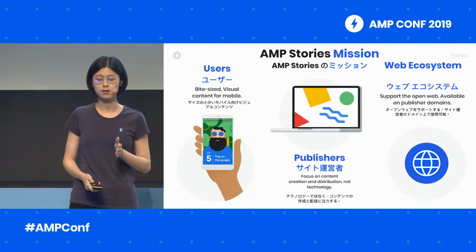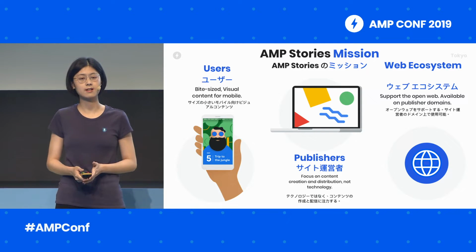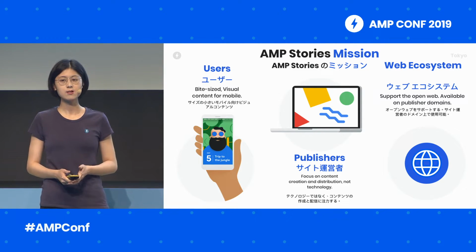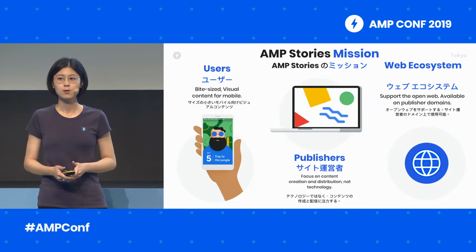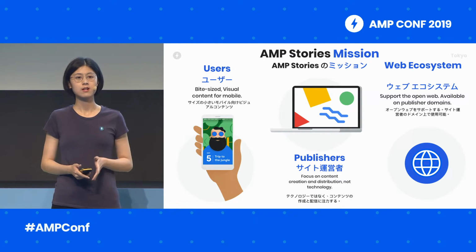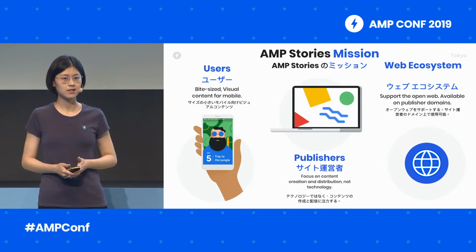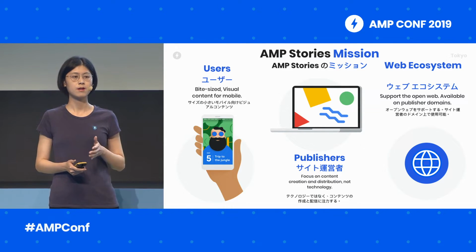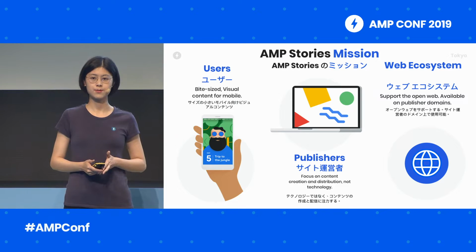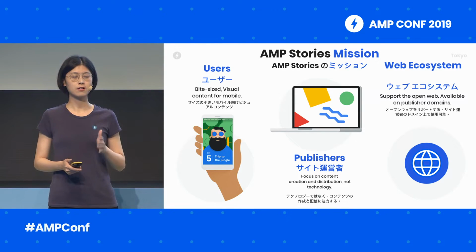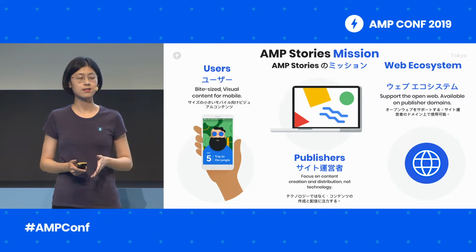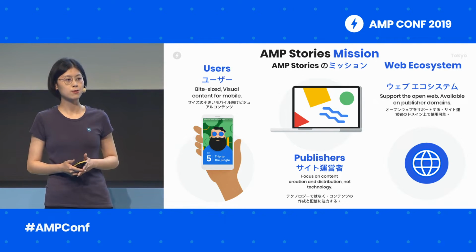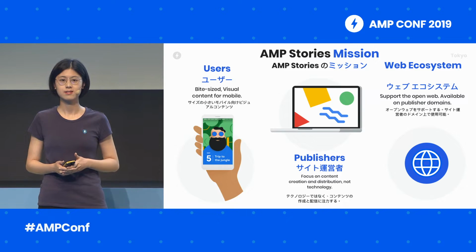So to create a better open form for visual storytelling on the mobile web, we launched the developer preview for AMP Stories last year in February. With AMP Stories, we deliver mobile-first, bite-sized content to users and then immerse them with fast-loading full-screen experience. We also start allowing publishers to do easy visual-driven narratives with engaging motions and tappable interactions.